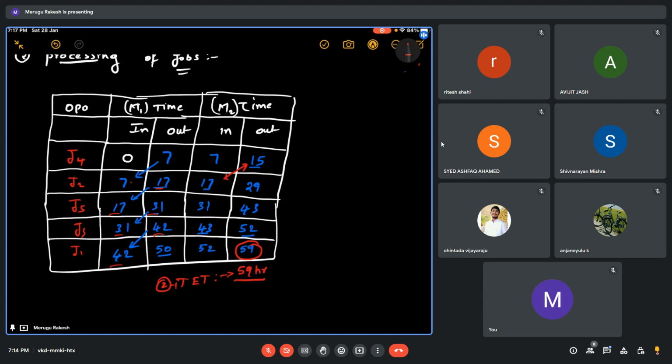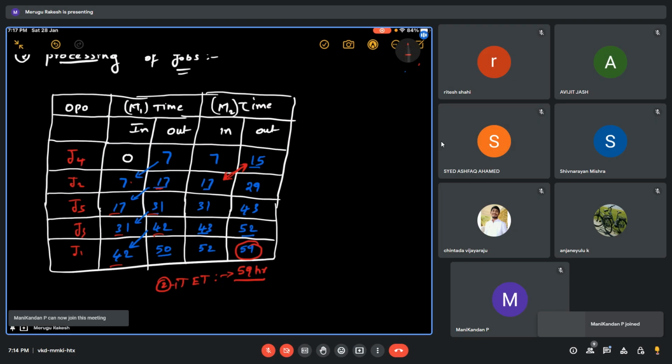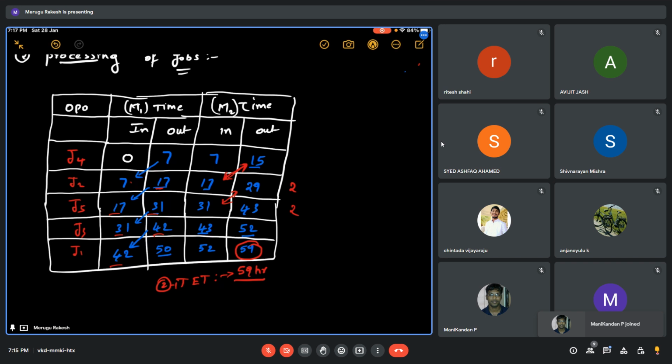But when we come to machine 2, it has to wait for the 70th minute in order to load the job, even though it is free at the 15th hour. So now the idle time for this job 2 will be 2 hours. Similarly here, but if you see here, there is no waiting time for these two. So 0, 0. So the total waiting hour is 4 hours for machine 2 and 0 hours for machine 1.